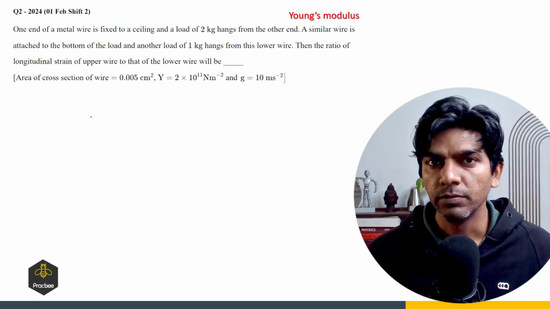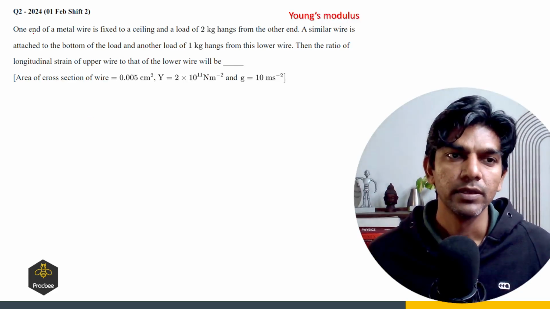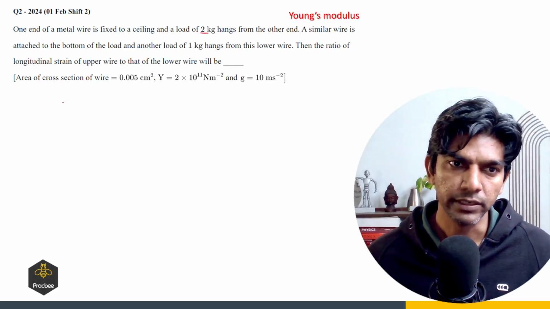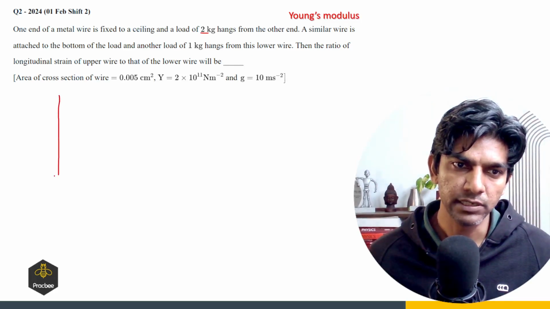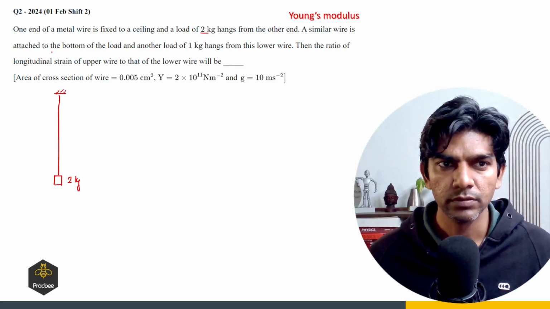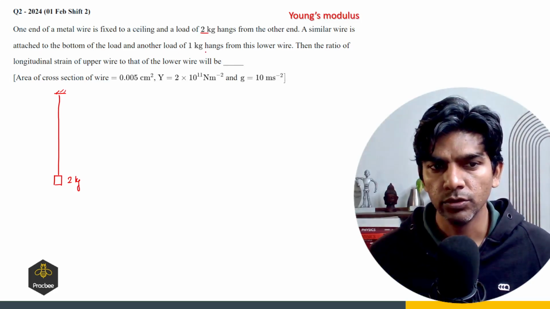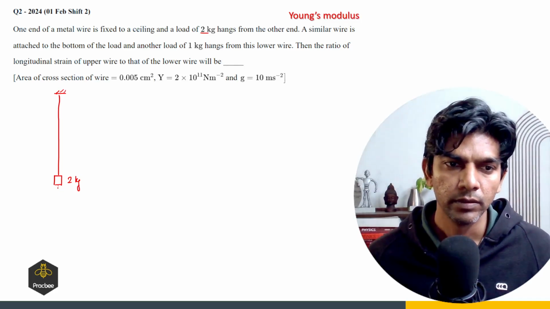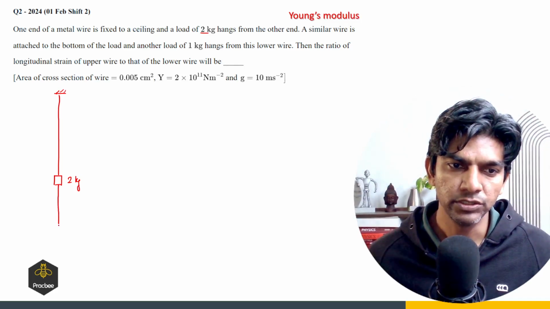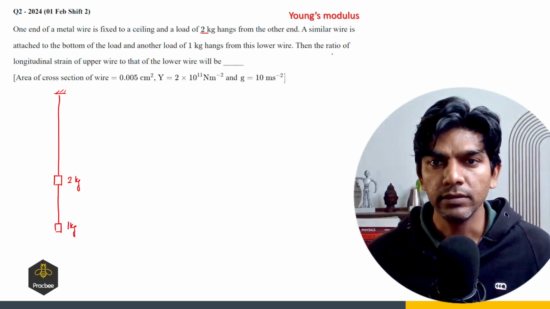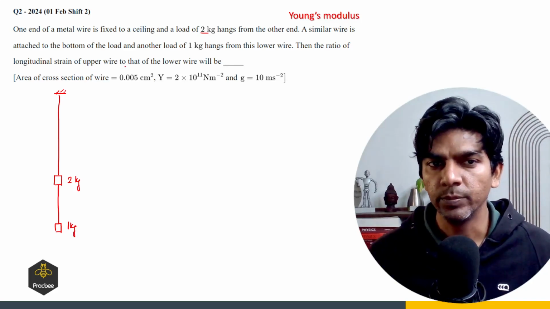Now let us see the next problem type, which is based on Young's modulus. So one end of a metal wire is fixed to the ceiling and the load of 2 kilogram hangs from the other end. So we have given a metal wire which is hanging from the ceiling and there is a load of 2 kilograms suspended from the wire. A similar wire is attached to the bottom of the load and another load of 1 kg hangs from the lower wire. Now we have attached another wire to 2 kg and on the other end we have attached a mass of 1 kilogram. Then the ratio of the longitudinal strain of the upper wire to the lower wire.